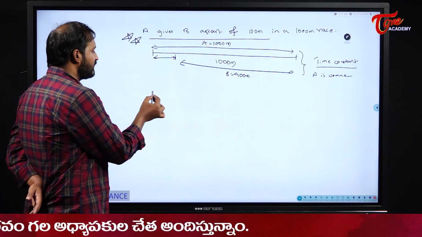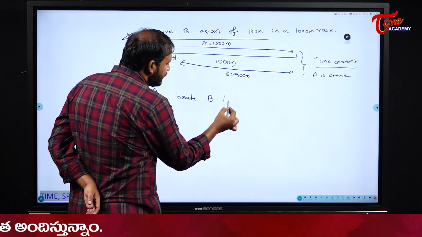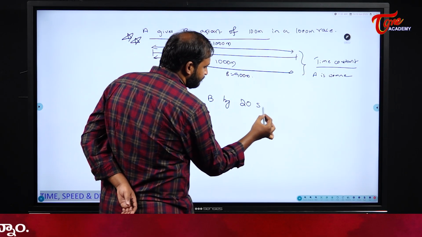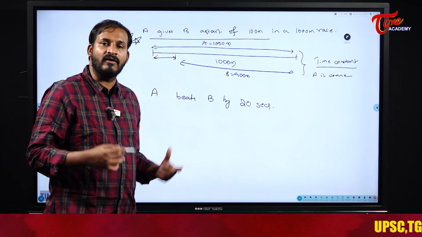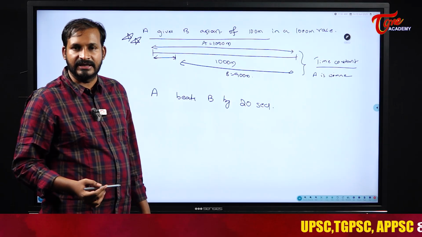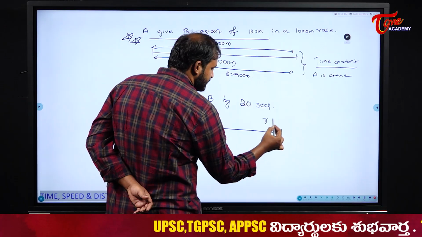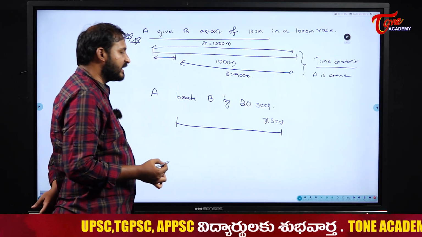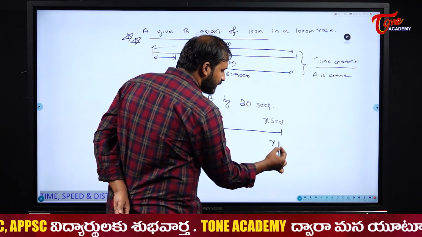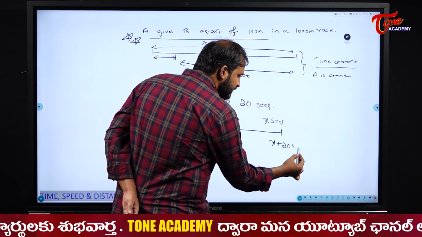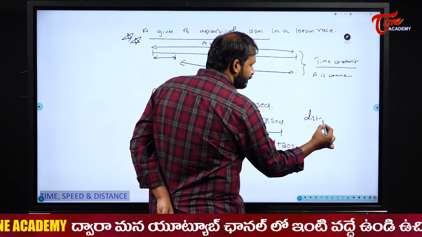Similarly, next they will use one more phrase: A beats B by 20 seconds. This one is a little bit clear for us. Now from this, who is the winner? Obviously A is the winner. That means if A reaches the destination in some x seconds, B is going to reach the same destination in what time? x plus 20 seconds. See here, students, in this case distance is constant.